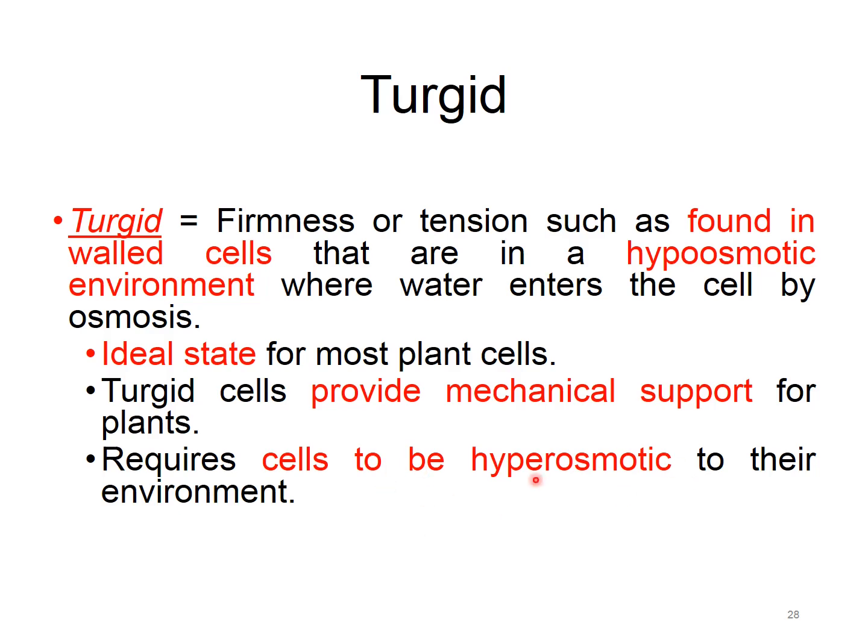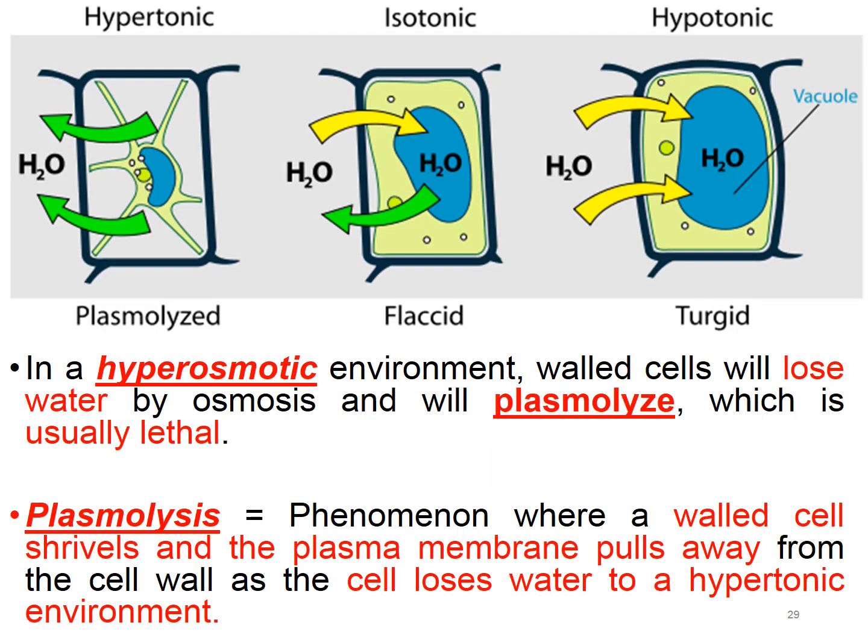The cells are hyperosmotic to their environment, in other words the cells are in a hypotonic environment, and this is the best condition. What will happen if we place a plant cell in a hyperosmotic environment? What is meant by a hyperosmotic environment? Salts outside are more than inside. Water outside is less, so the water will move from inside the cell to outside the cell.